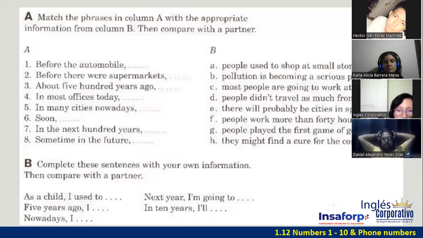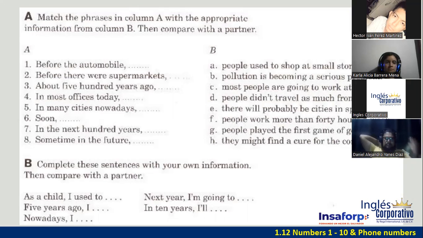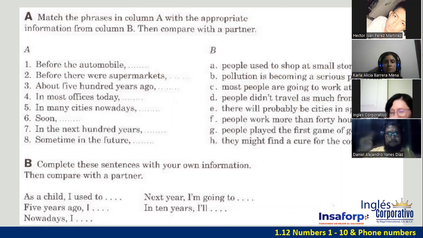As a child, I used to play with my cousin, Maria. Nowadays, I study English a lot. Next year, fíjese, Héctor Iván, que no se le escucha. Se le va la señal y se escucha como robotic. Creo que quizás esperemos a que se restablezca bien su señal. Carla Alicia.